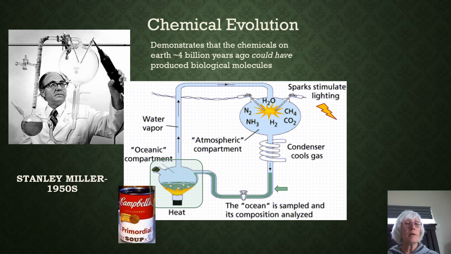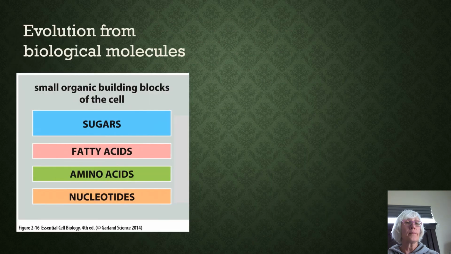Among the components of this heated and sparked primordial soup were amino acids. So again, this does not prove the theory of chemical evolution, but it proves that the chemicals on Earth 4 billion years ago could have produced the biological molecules of which we are comprised. Remember, we spoke about biologic molecules way at the beginning of the semester, and there are 4 classes of biologic molecules: sugars, fatty acids, the amino acids that Stanley Miller's experiment produced, and nucleotides.